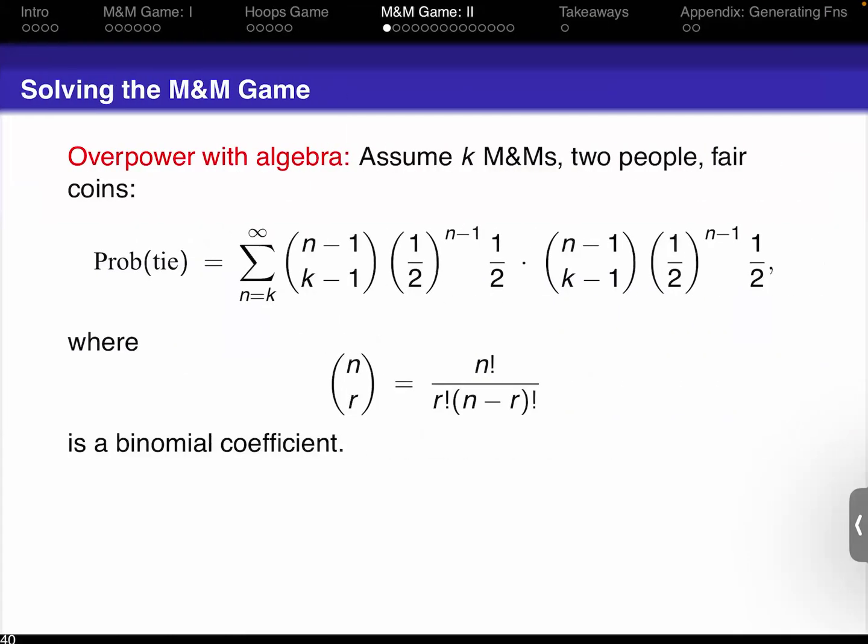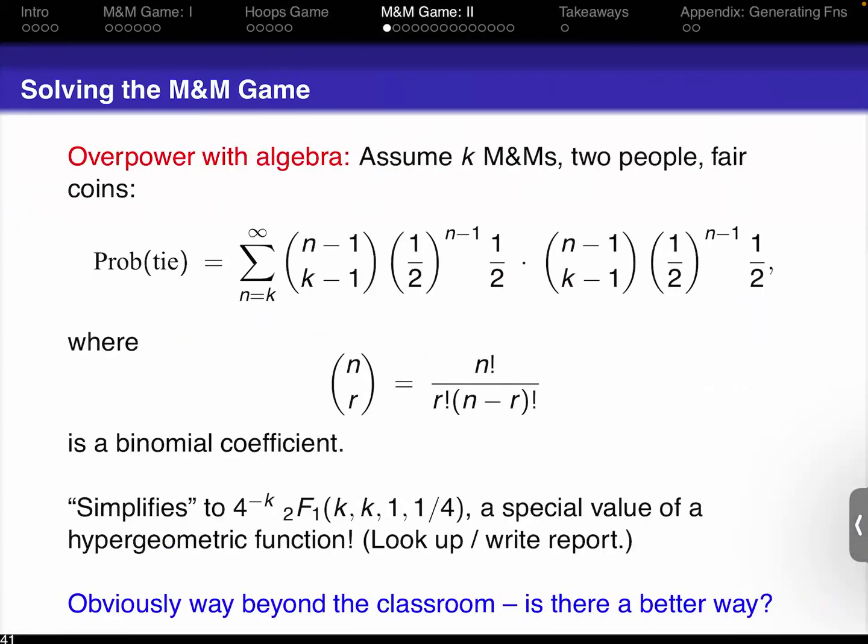All right, so let's revisit the M&M game. Here is the formula for the probability of a tie. It's an infinite sum involving products of binomial coefficients and powers of 1/2. Okay? And if you've done some advanced mathematics, this simplifies, I'll put that in quotes, to a special value of a hypergeometric function.